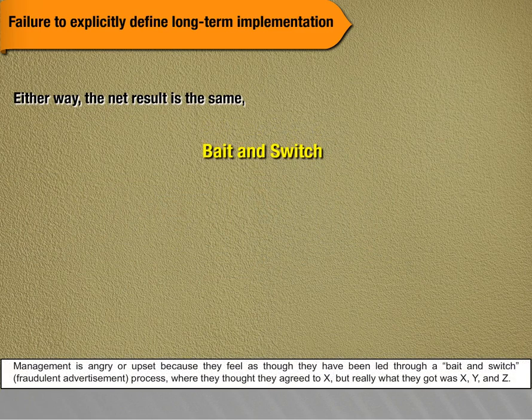Management is angry or upset because they feel as though they have been led through a bait and switch fraudulent advertisement process where they thought they agreed to X, but really what they got was X, Y, and Z.